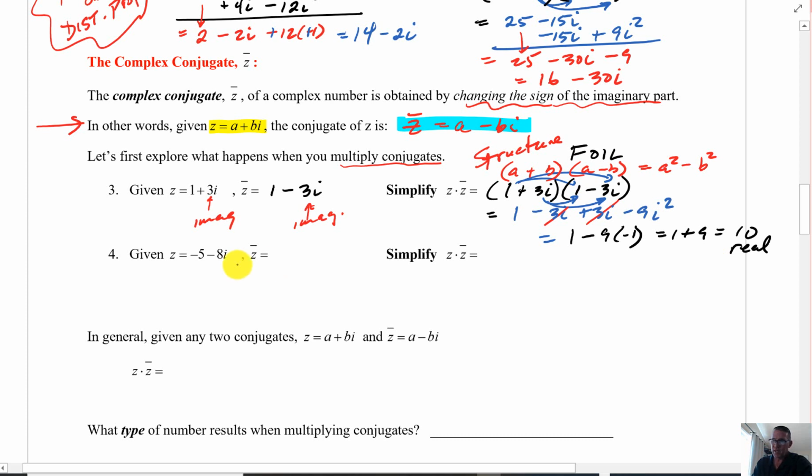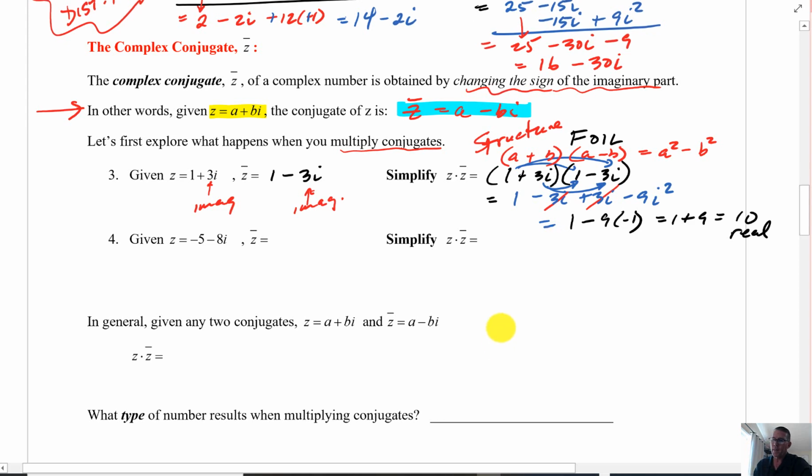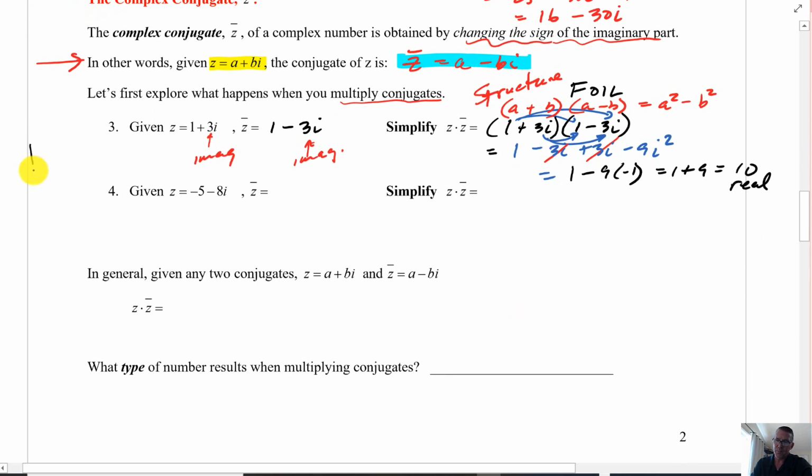Does that always happen? I don't know. Let's find out. Let's take a look at another example here. In fact, you know what? Pause the video at this point. Write down the conjugate and then multiply the complex number and its conjugate together and see what happens. Let's see if you get a real number. All right, pause the video at this point.